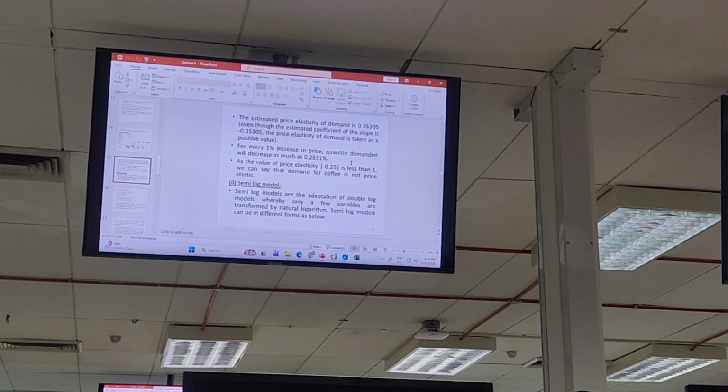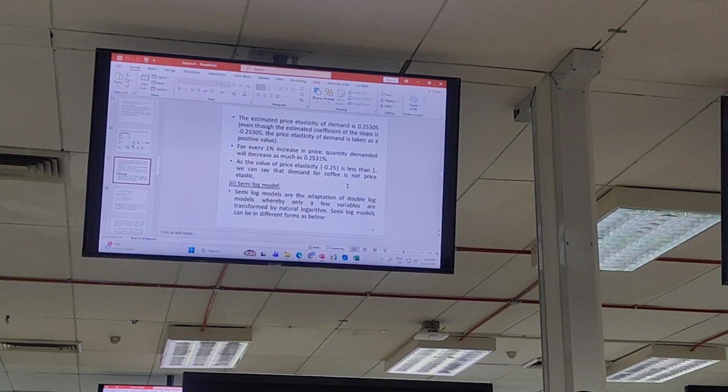As the value of price elasticity in absolute value is less than 1, we can see that demand for coffee is not price elastic. If when x increases 1%, y increases or decreases by more than 1%, then we say it is elastic. This one is not elastic because it is less than 1. So demand is price inelastic.